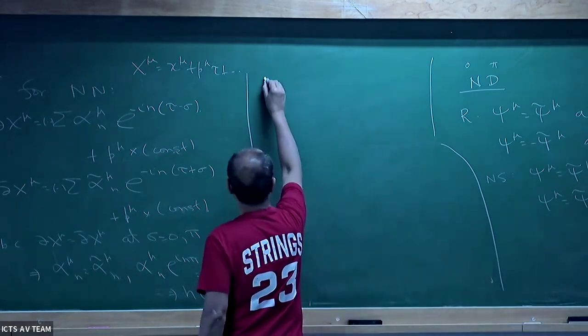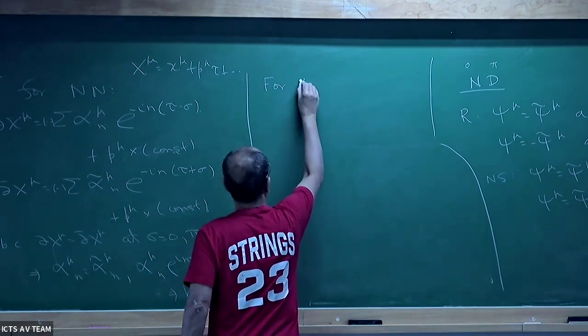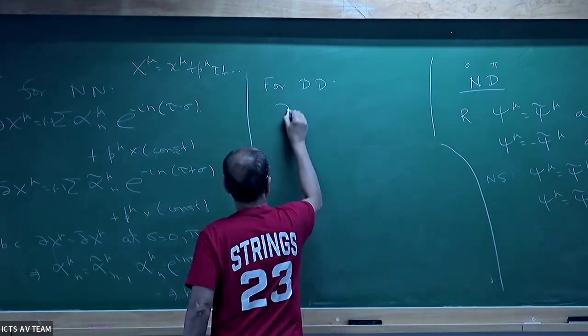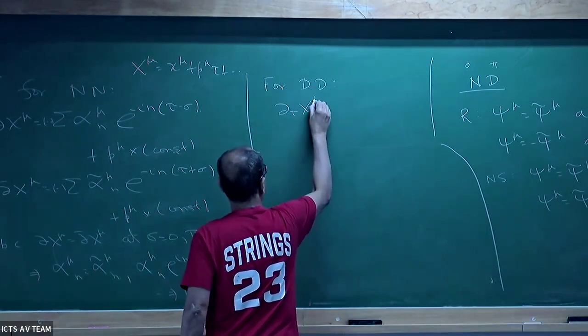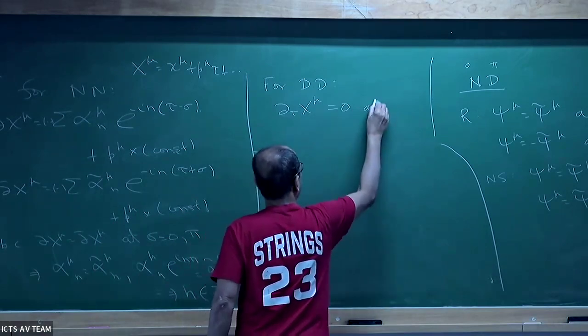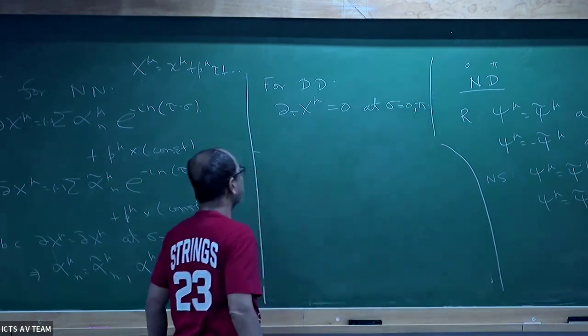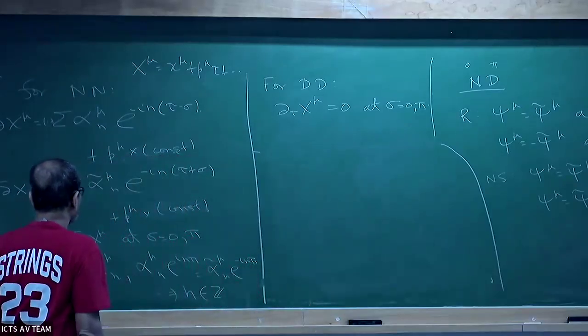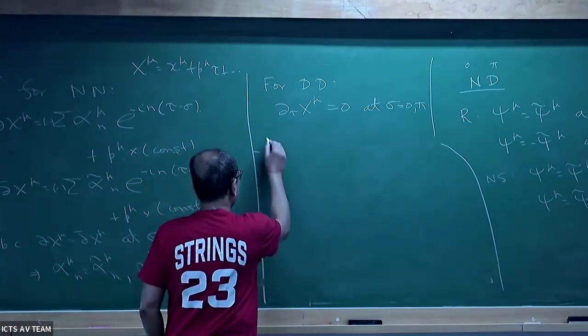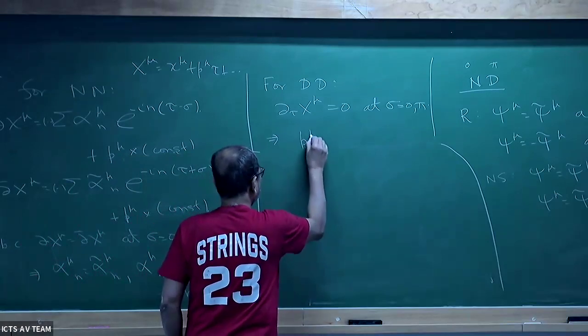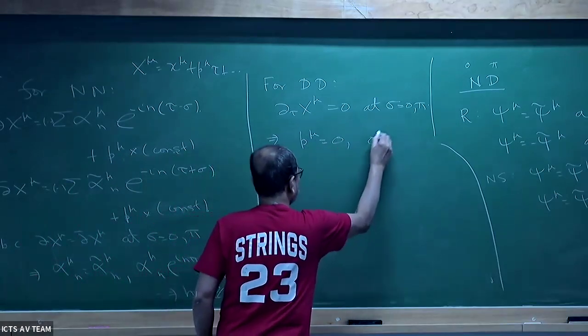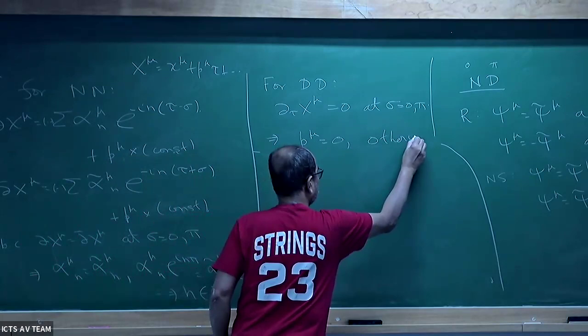For dt, we have delta of x mu equal to 0 at sigma equal to 0 and pi. This gives P mu equal to 0, otherwise same as NN.